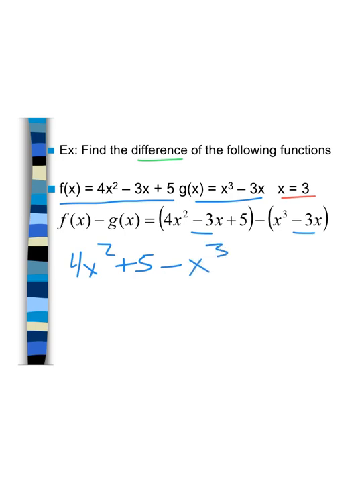I'm going to rewrite this again in descending order. So we have negative x cubed plus 4x squared plus 5.